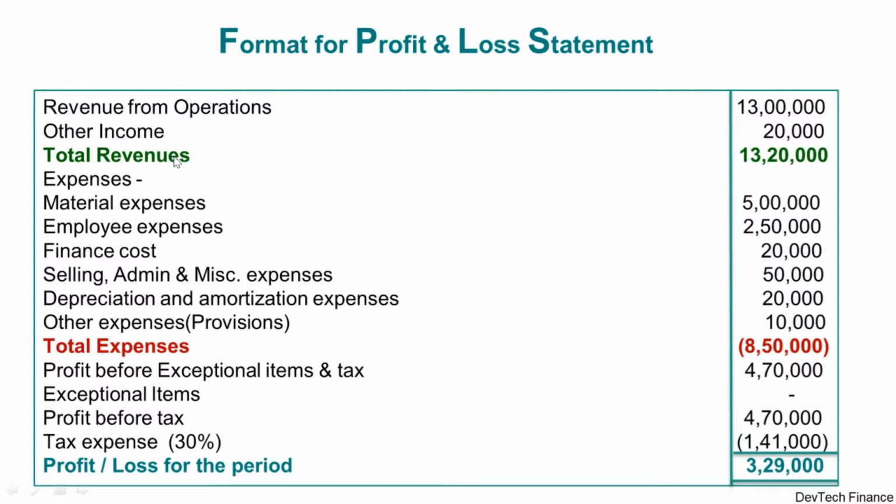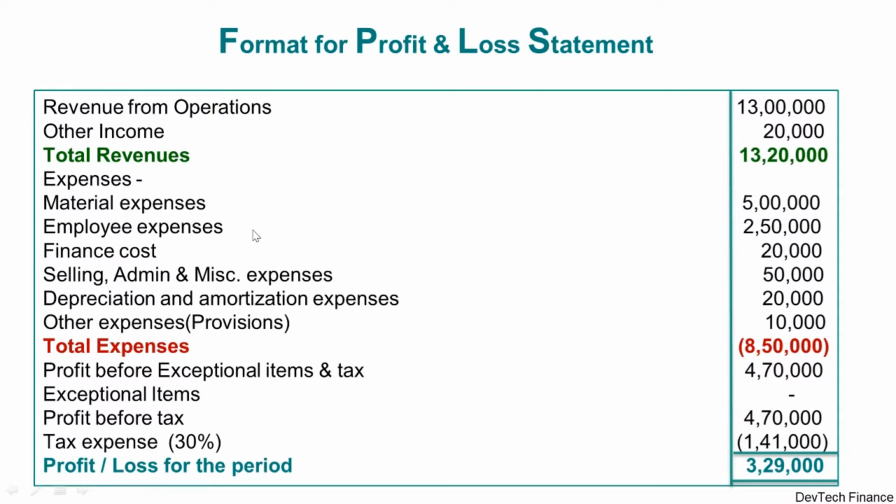After you have mentioned all the revenues and calculated the total revenue, start mentioning the expenses. Just give a heading of expenses and write down all the expenses in whatever category you feel like. So material expenses, it could be the raw material expenses. The raw material acquisition and whatever cost you have incurred to purchase those raw materials, which is here 5 lakh rupees.